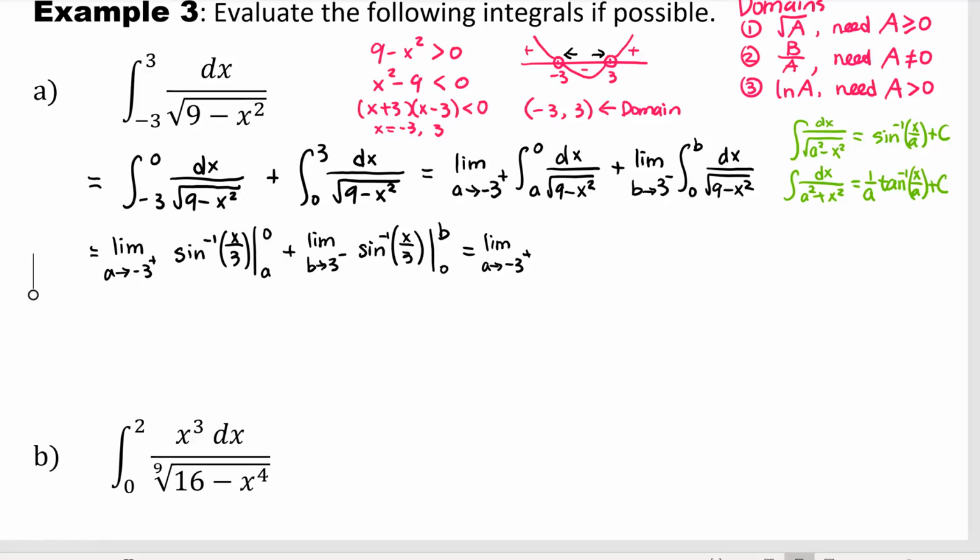We continue, so we plug in 0 first. We plug in 0, 0 over 3 is 0. Minus, we plug in a, right? A over 3. Plus the limit as b goes to 3, negative. And we plug in b first, right? We plug in b, then we have x sine of b over 3. Minus, when we plug in 0, it's x sine of 0. All right, so let's continue.